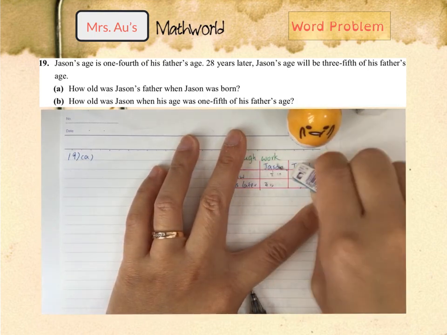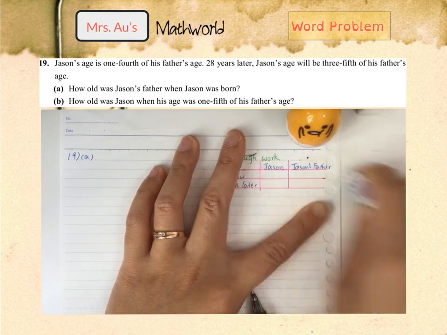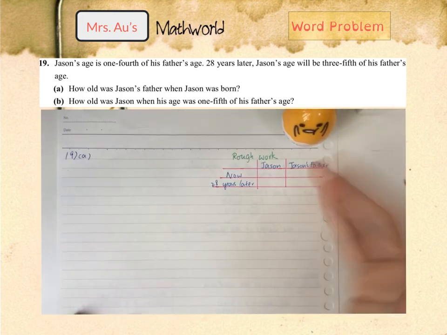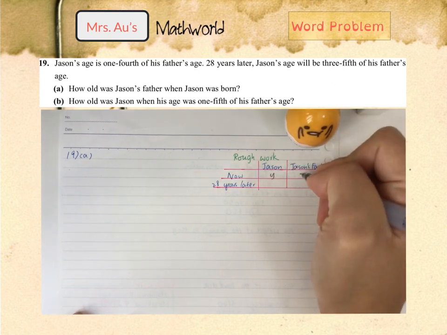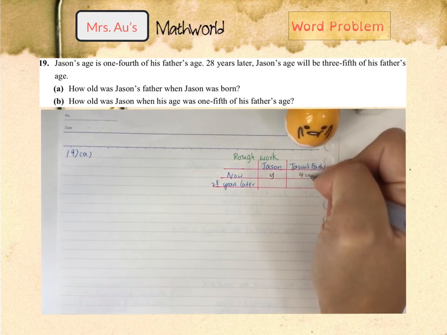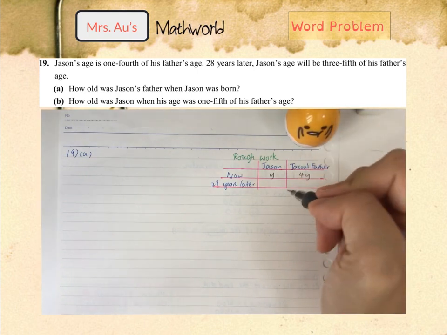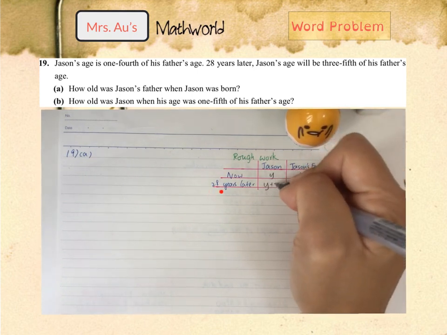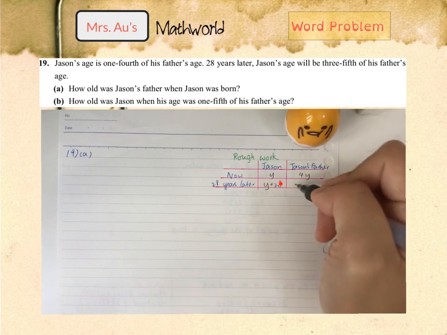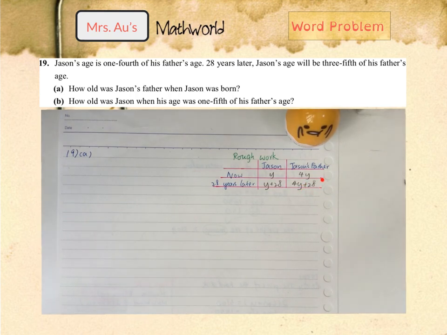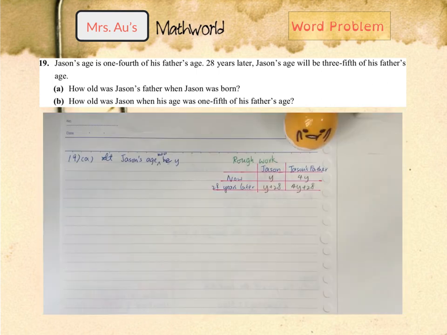But fractions aren't nice, so we clear them. Fractions are very difficult to calculate. Instead, we can let Jason's age be y, so that his father's age is 4y. After 28 years, they will also have grown up 28 years, so Jason's father's age will also be plus 28. So we have let Jason's age right now be y, and then we use the information here.